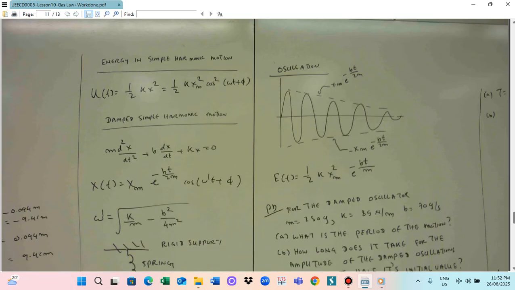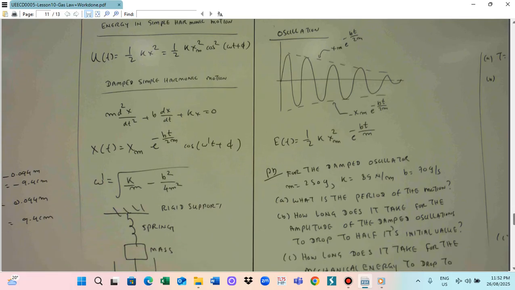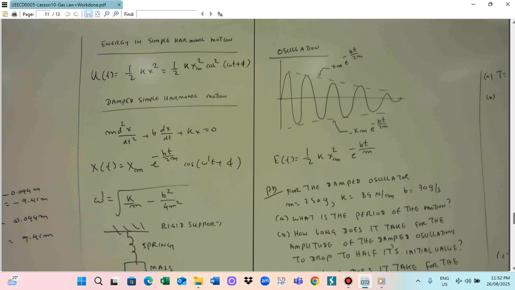Spring is moving, so the spring carries the energy. So energy in this simple harmonic motion can be calculated. The energy U(t) is equal to half into k A square. Also it can be calculated as half into k h_m square cos square of omega t plus phi. So this is about the energy in the simple harmonic motion.